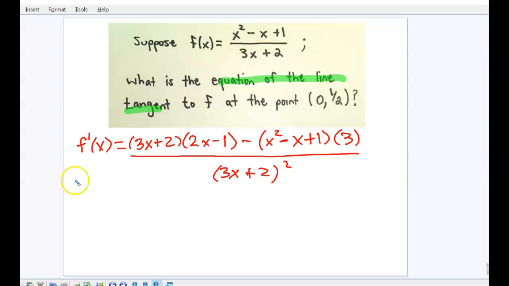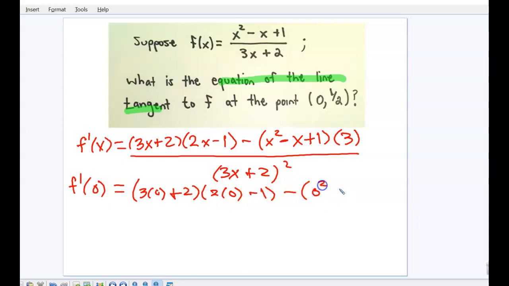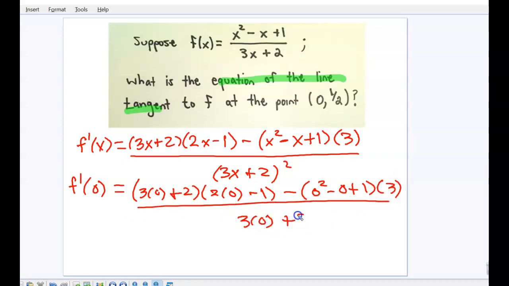So now they want us to evaluate this when the x-coordinate is 0, so I can plug 0 in right away. So I get 3 times 0 plus 2 times (2 times 0 minus 1) minus (0 squared minus 0 plus 1) times 3, all over (3 times 0 plus 2) all squared.